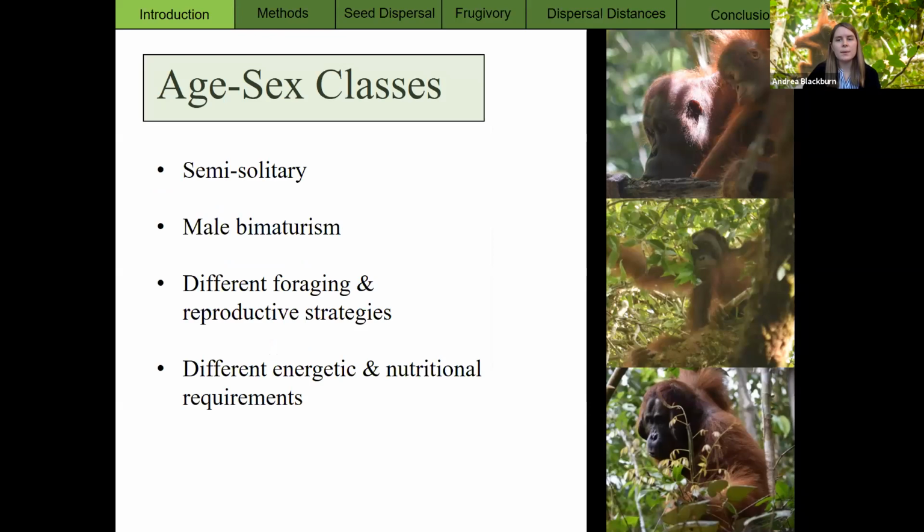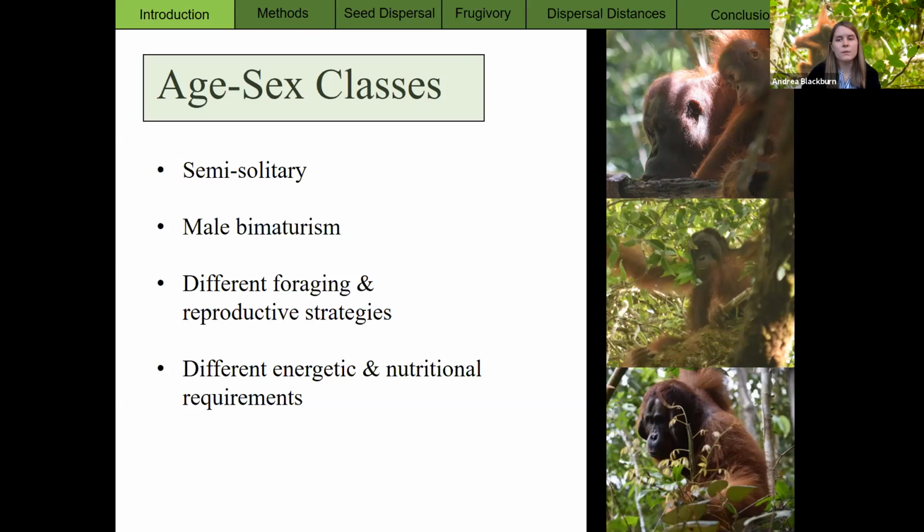So orangutans are semi-solitary, and individuals usually forage and travel alone or in mother-offspring pairs. Orangutans are relatively unique in that male orangutans undergo bimaturism, in which there are two sexually mature adult male morphs. Unflanged males are smaller in body size and have no cheek flanges or throat sacs and tend to be less preferred by females. Flanged males are larger in body size, have prominent cheek flanges, produce long calls via throat sac, and are generally preferred by females.